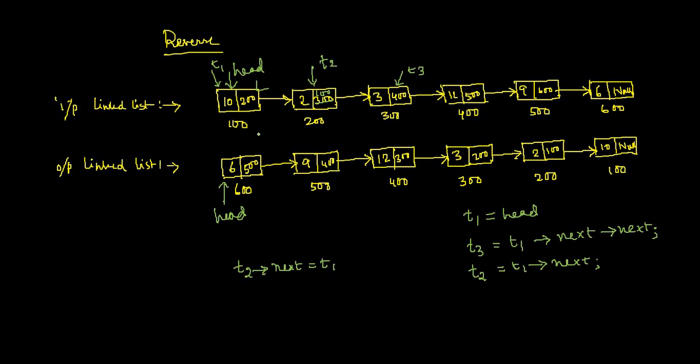Okay. So that means as soon as this particular line will execute, this connection will vanish. Obviously, because now this 300 contain this address 100. Fine. But it is not going to be a problem. The reason is that I have holded this node in T3. Because next time, after connecting second node with the first node, I must connect third node with the second node in the same way.